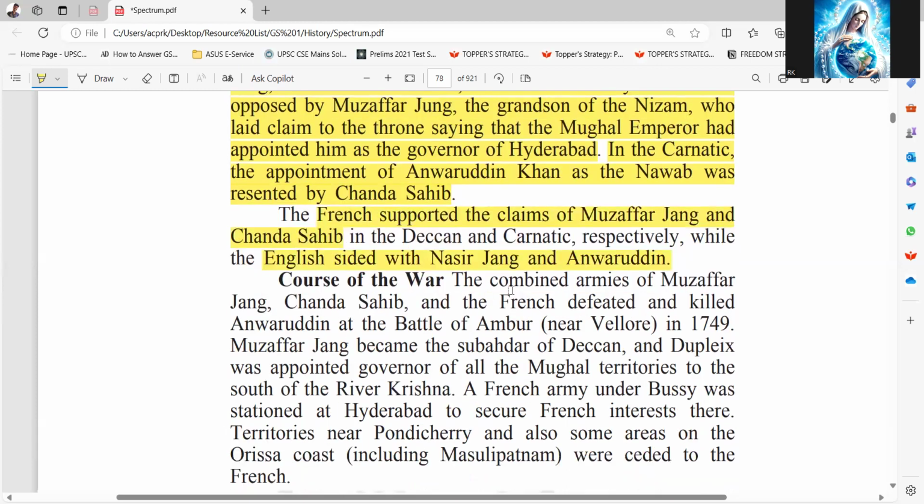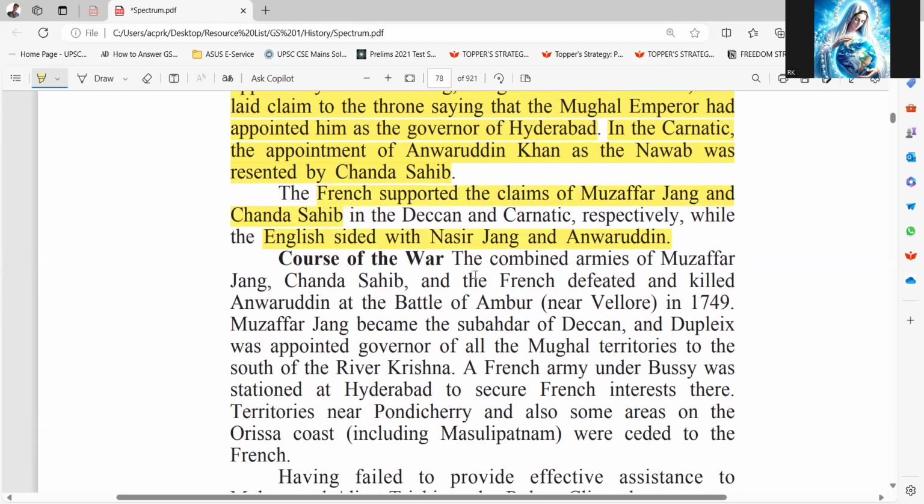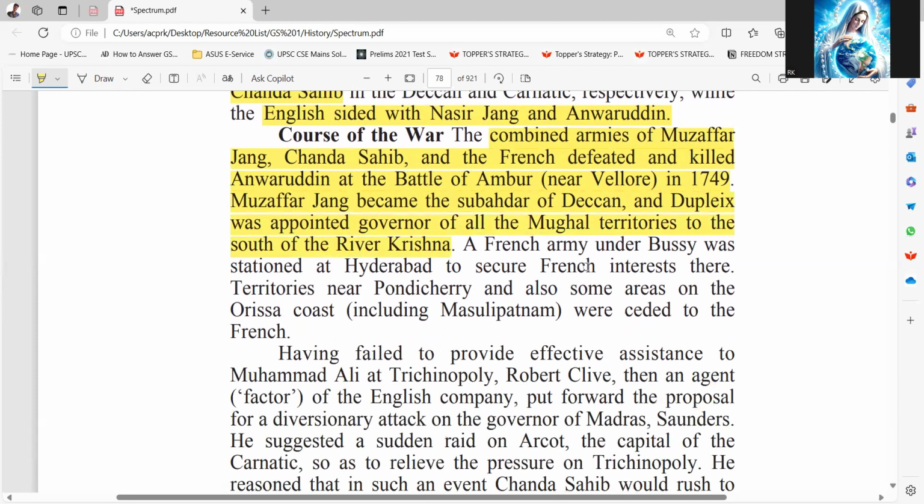Okay, course of the war. The combined armies of Muzaffar Jung, Chanda Sahib, and the French defeated and killed Anwaruddin at the Battle of Ambur near Vellore in 1749. Muzaffar Jung became the Subedar of Deccan, and Dupleix was appointed governor of all Mughal territories to the south of the river Krishna. A French army under Bussy was stationed at Hyderabad to secure French interests there. Territories near Pondicherry and also some areas on the Orissa coast, including Masilepatanam, were ceded to the French.